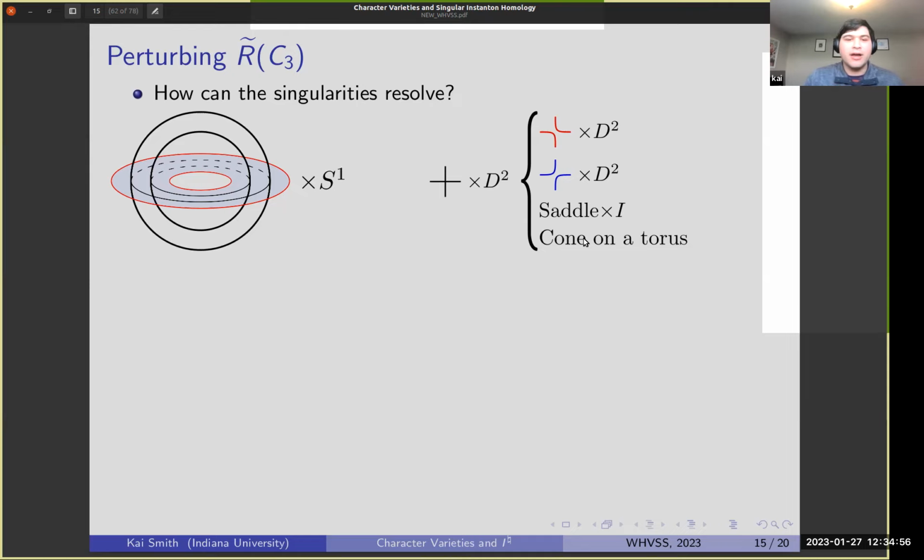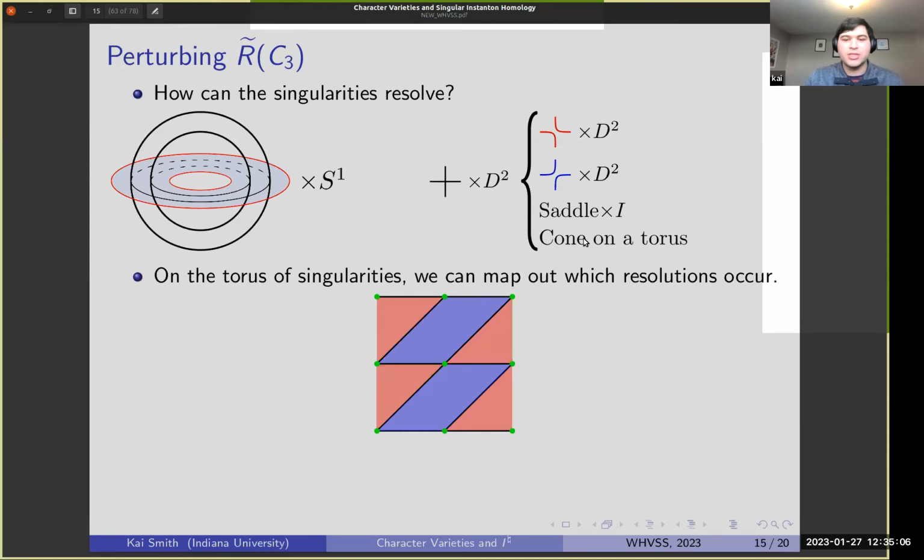And luckily, our singular set is 2 tori. So let's focus on one torus for now. They both work the same way. So for a torus, we can draw a torus as this square, and for each singular point, we can map out which of these 4 cases happens. So in this case, one of these axes is this circle component. The other one comes from this S1 component.